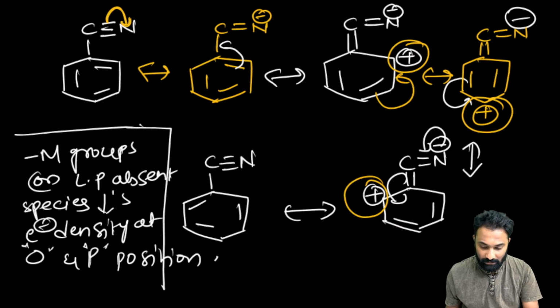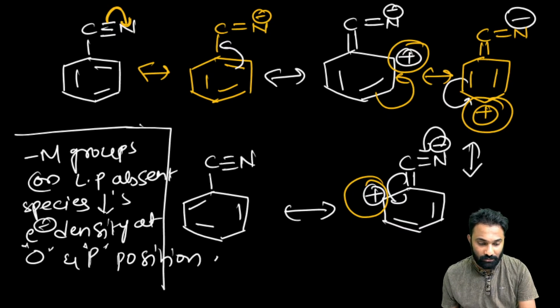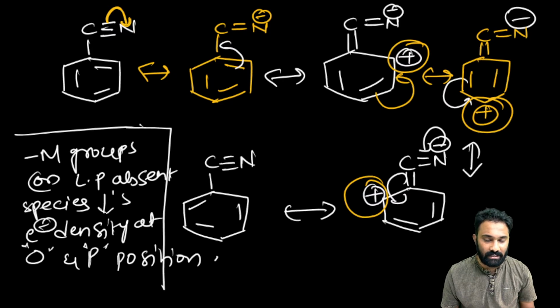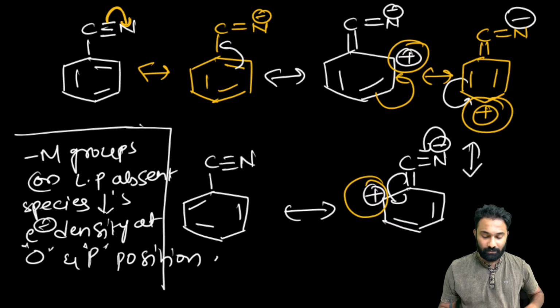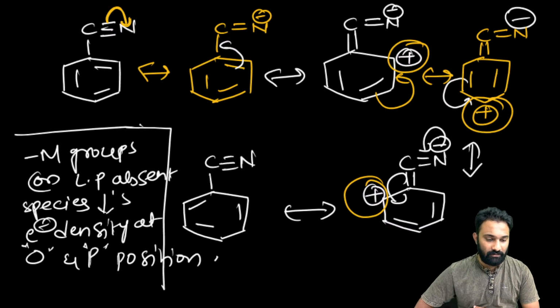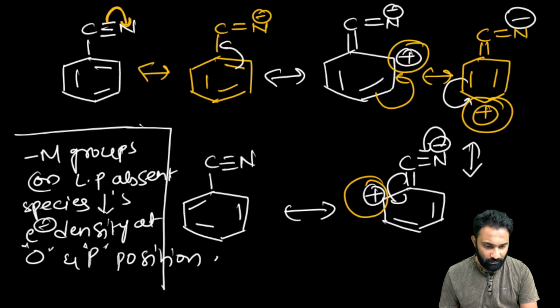Is it clear? Still, do you have any doubts in this concept? If any lone pair containing species is attached to the benzene, it increases the electron density at ortho and para. And if any lone pair absent species is directly attached to the benzene, it decreases the electron density at ortho and para. Anyone still having any doubts? Clear, sir. Done.